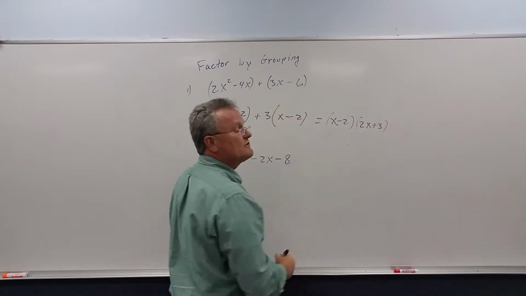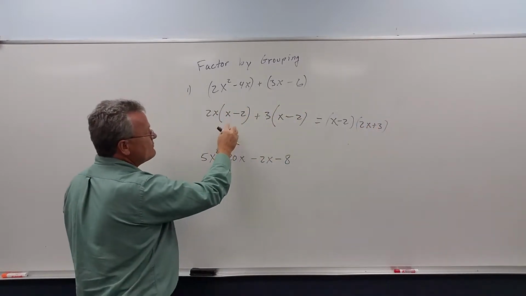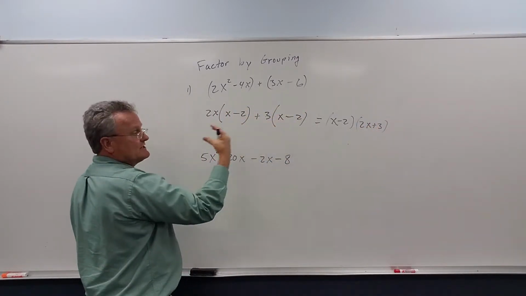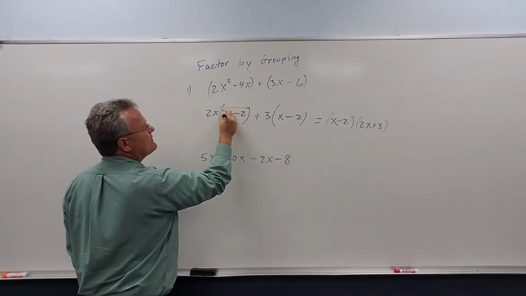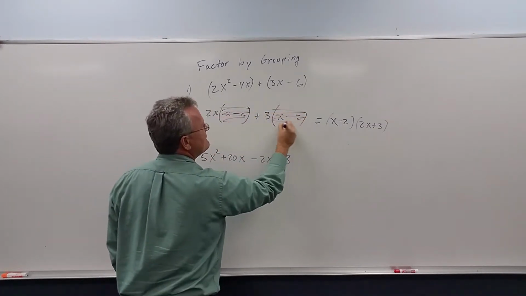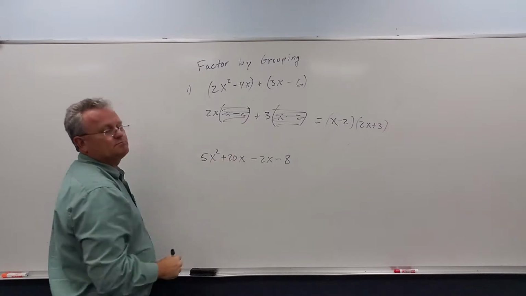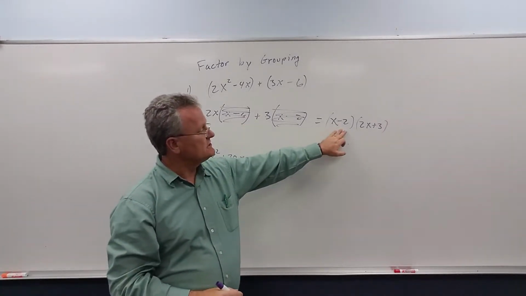If it's hard for you to see that, again, when I factor this out, I'm literally taking it out. And when I take that out, what am I left with? 2x plus 3. So there's the answer.